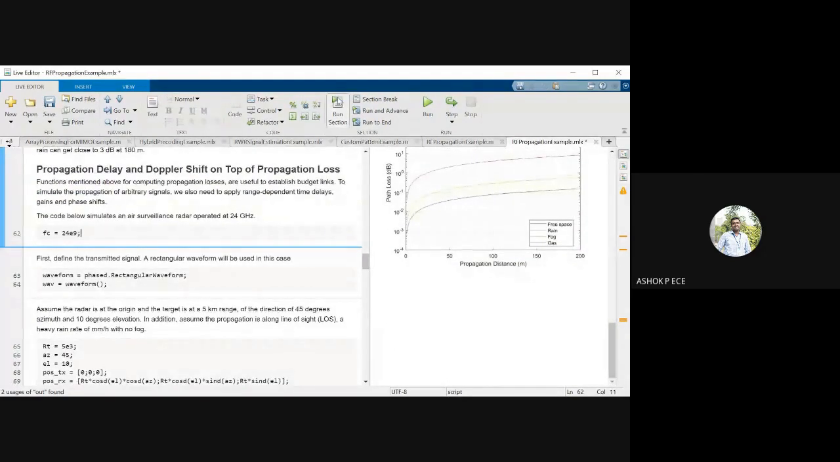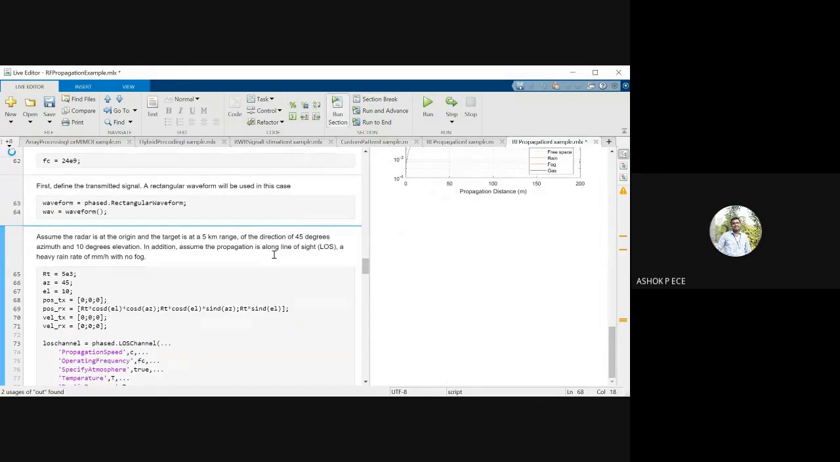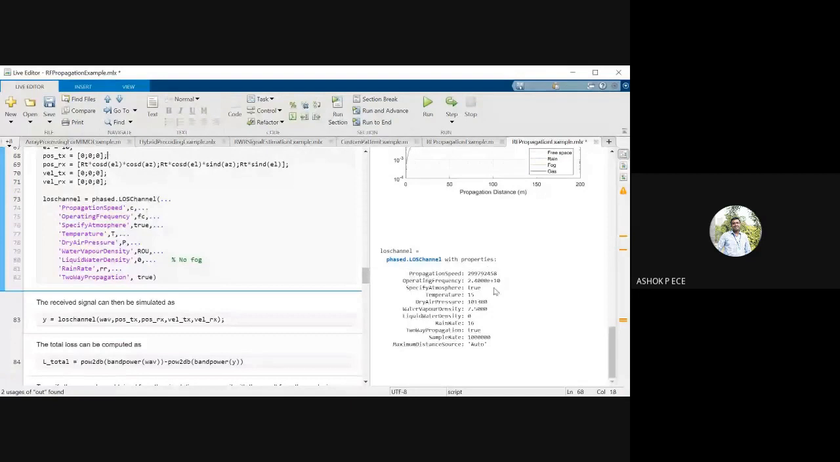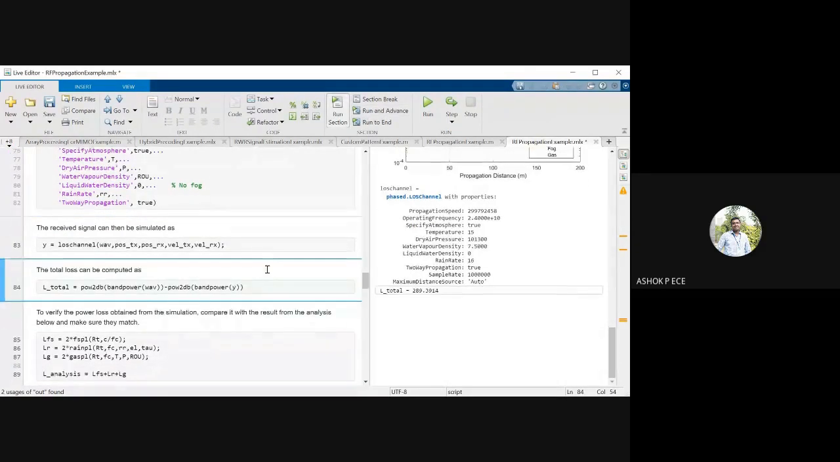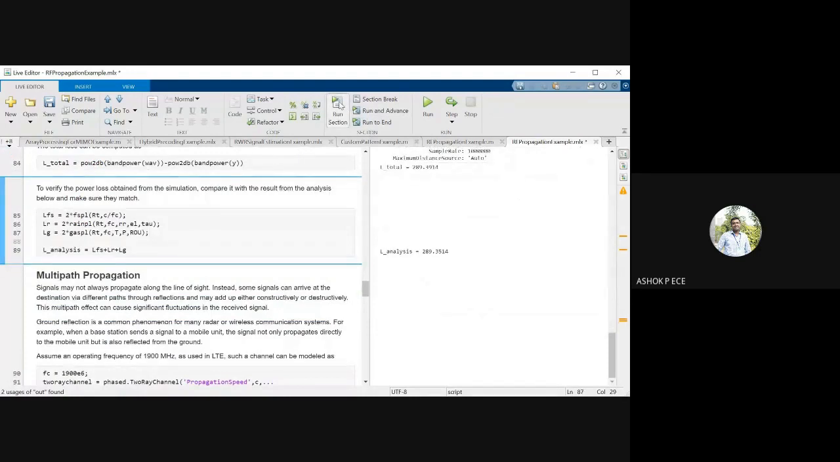Now we are going to see the propagation delay and path loss. I'm going to send a signal. You see here what the propagation delay is, and this is the property of your channel. Okay, so I am going to plot the received signal. You're simulating the received signal, finding the total loss, and analyzing the power. This is the analysis power you get, 289 dB loss you have.